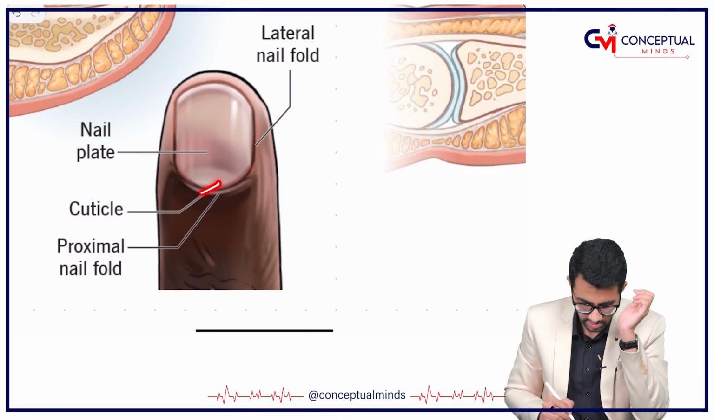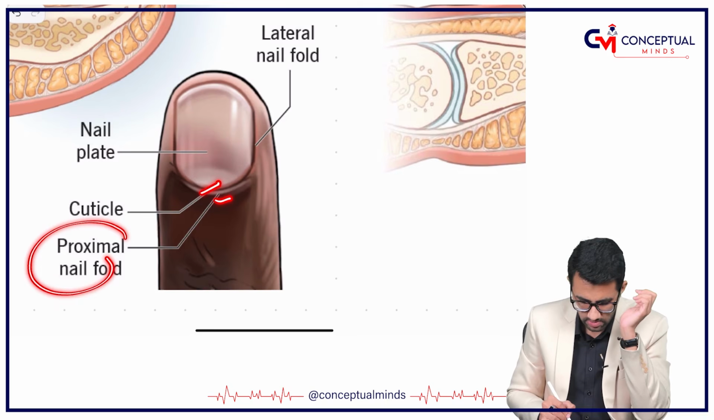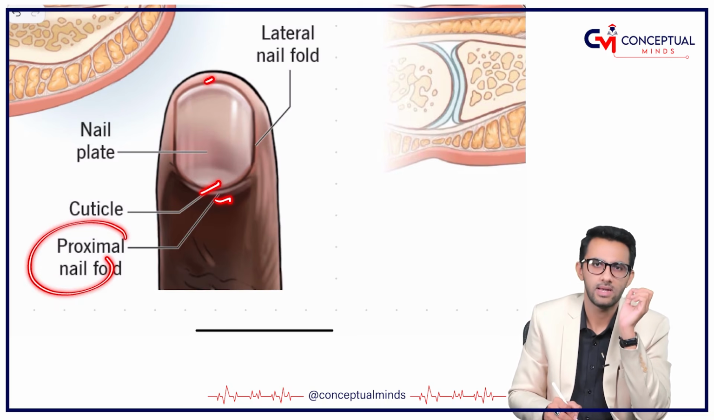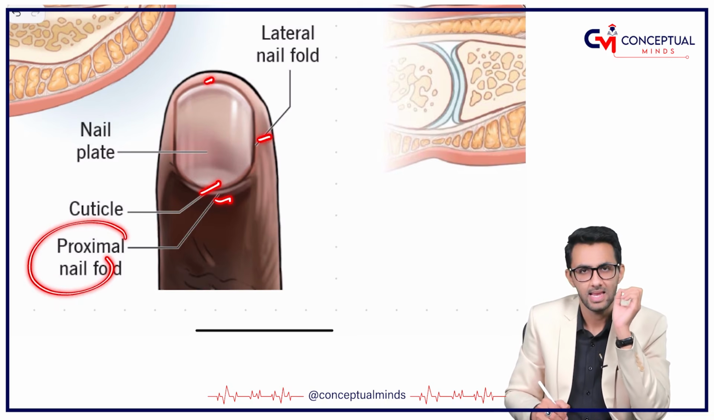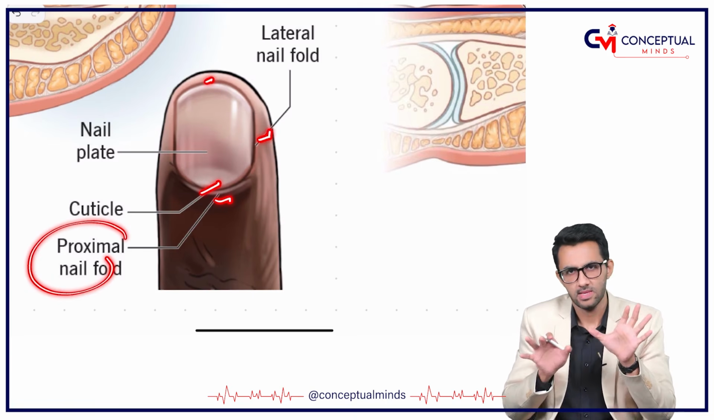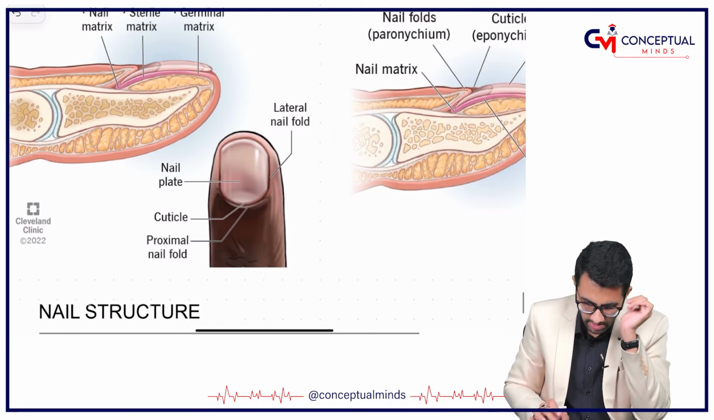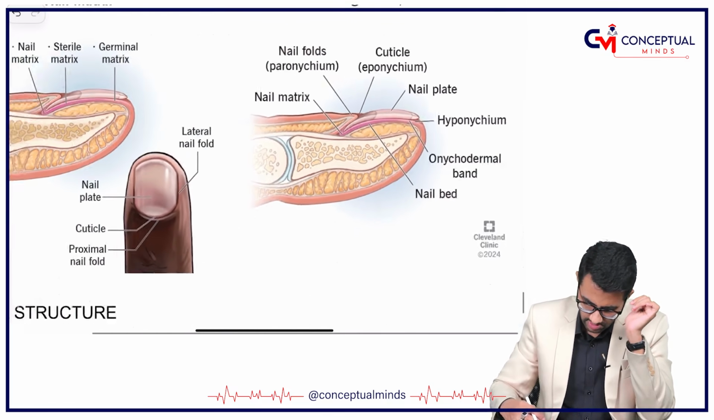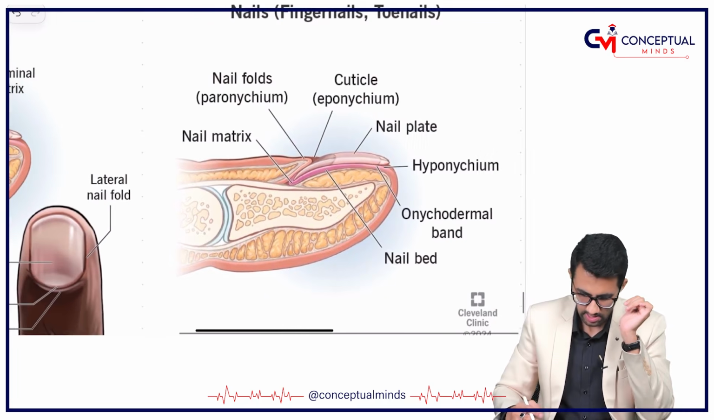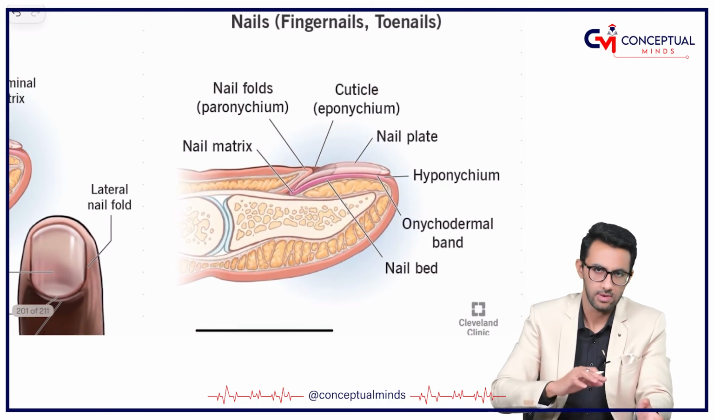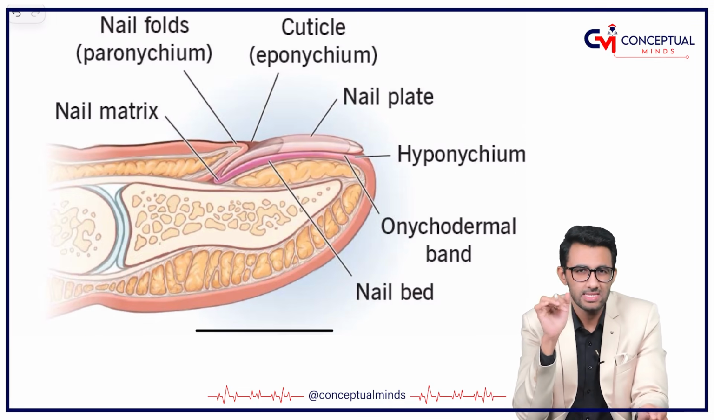We have the cuticle, and we have the proximal nail fold. Over here we have the distal nail fold. Over here there is the lateral nail fold. Simple, you got that orientation right? That is simple nail anatomy. Now let us go straight to this diagram, and then we'll see the other one.